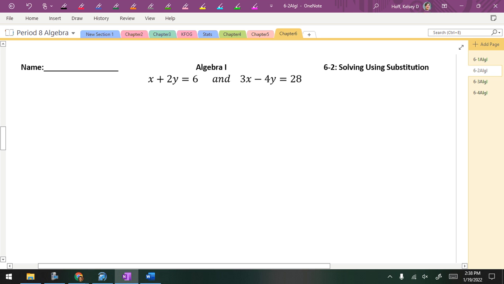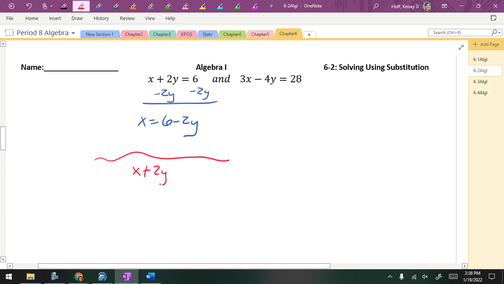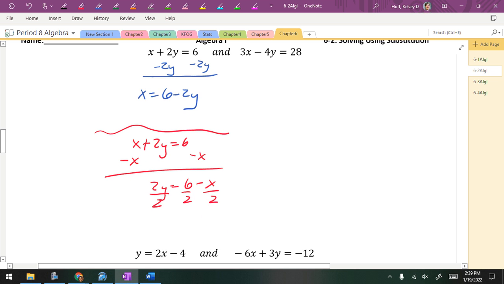Why should I get x by itself, Thatcher? Because then you don't have to divide. Why don't I have to divide? Because there's no coefficient. Ooh, there is a coefficient, but what is it? 1. If you get x by itself on that left equation, what would you have to do? Subtract 2y, right? So you'd have x equals 6 minus 2y. No fractions, yes? What if I was going to get y by itself? I'd have to subtract x, and then I would have to divide it by 2. Why is dividing it by 2 troublesome? I'm going to have a fraction here. Do we want to deal with fractions?